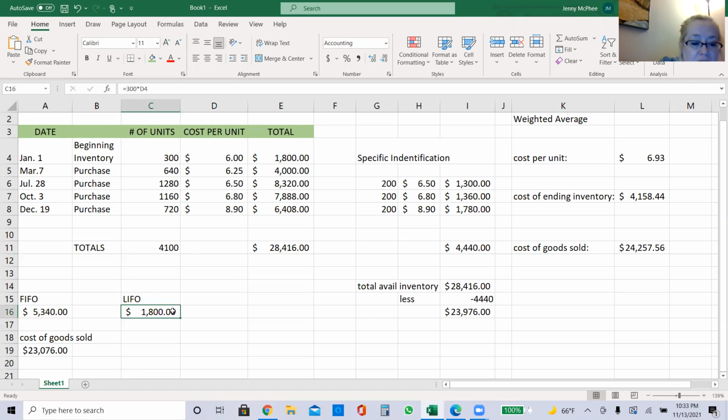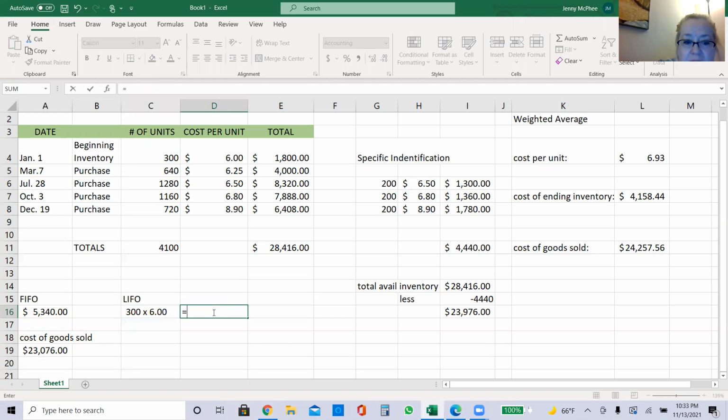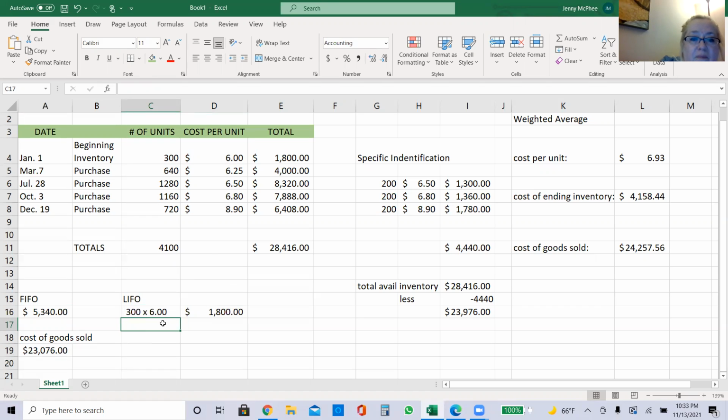Actually, let me do this different. I'll do 300 times 6. And I'll put them out here. So equals 300 times 6. Okay, 1800. And then this one's going to be out of this next batch, this 640. We're going to take 300 of those. And that will be 300 at 625.